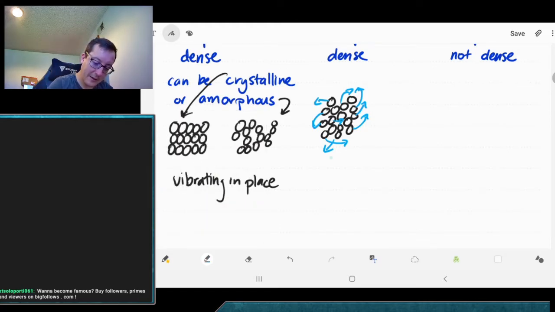So liquids can move around. We call this translational motion.